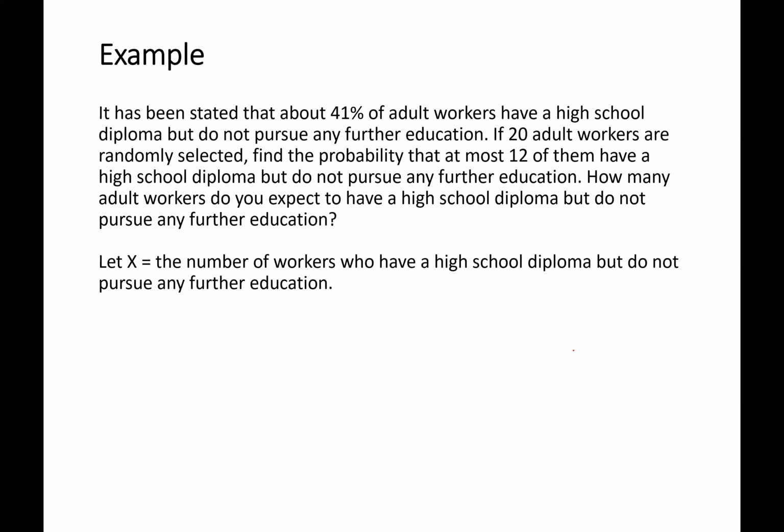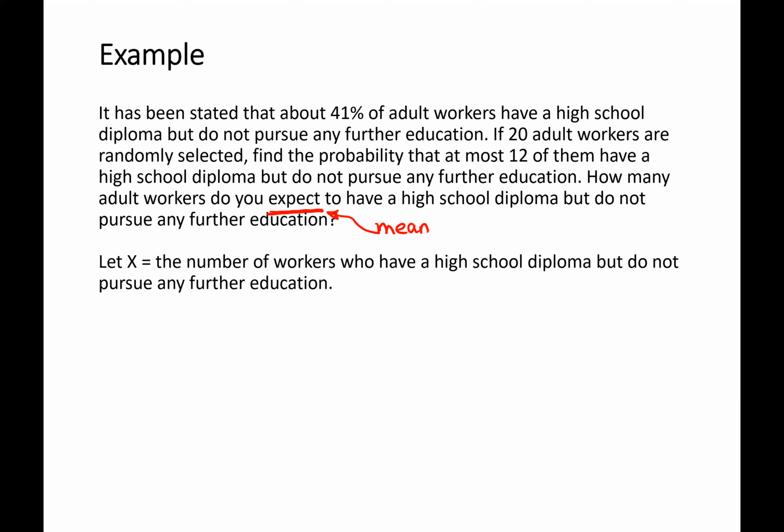So how many adult workers do you expect? This word right here, expect, tells us, remember when we found an expected value in section 4.2, we were actually finding a mean. So we are going to have to find the mean of this particular binomial probability distribution. We're going to let X be the random variable, the number of workers who have a high school diploma but do not pursue any further education.